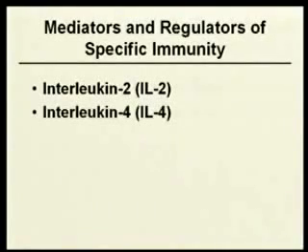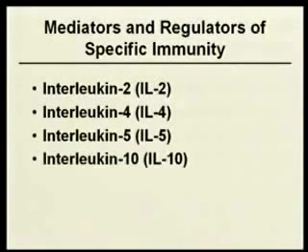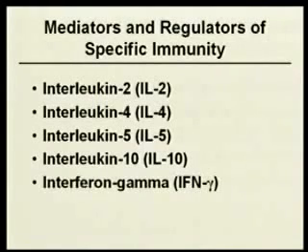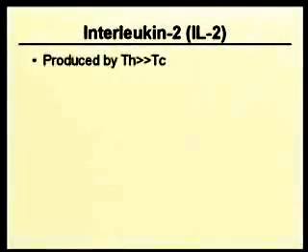Interleukin-4, it plays a big role in typically stimulating a Th2 response. It can have some effect on the Th1. Interleukin-5 can interact with interleukin-4 to produce an immune response. And again, interleukin-10 here plays a big role. Interferon gamma, again, this was seen in the innate immune response. It's also seen in the acquired immune response. So let's discuss a little about interleukin-2.